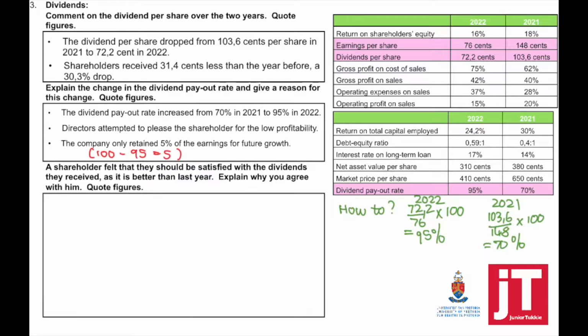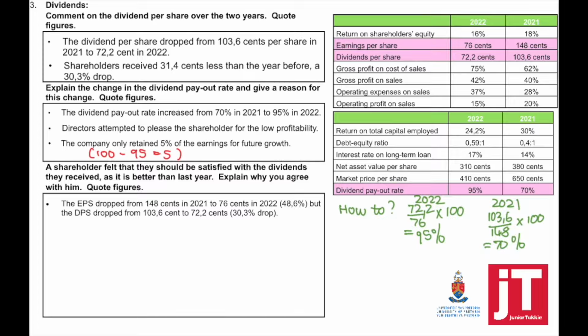Explain why you would agree with him. So when we're looking at answering this question, always remember to quote figures. But now, what figures am I supposed to use? We look at the earnings per share. So the earnings per share dropped from 148 cents to 76 cents.